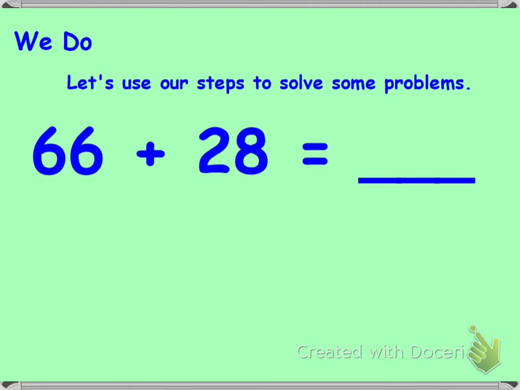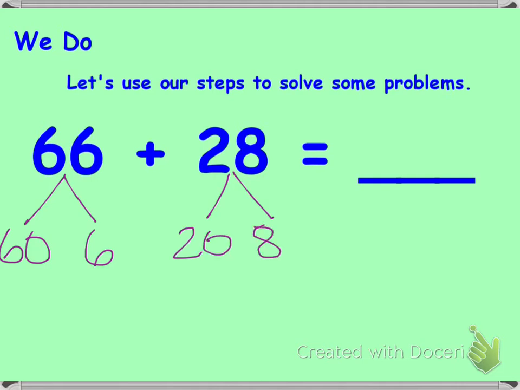So 66 plus 28. Remember, first thing you do, you break apart both numbers. 66 is what? 60 and 6. That should be two numbers broken apart, 60 and 6. What about 28? What two numbers should we break 28 into? 20 and 8. So now we have to add our tens. What are our tens that we're going to add? Right, 60 and 20.